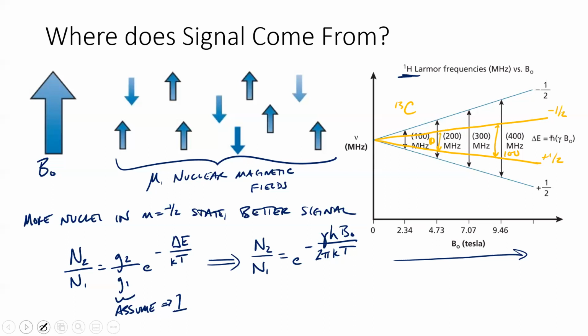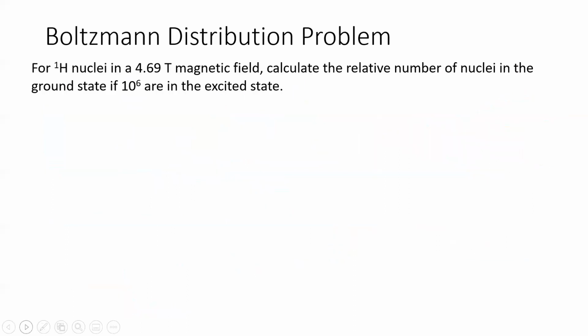Okay, let's do a Boltzmann distribution problem here. We have a proton nucleus in a 4.69 Tesla magnetic field. Calculate the relative number of nuclei in the ground state if 10 to the 6, a million, are in the excited state. I'll give you a temperature here. Let's say it's at 100 Kelvin.